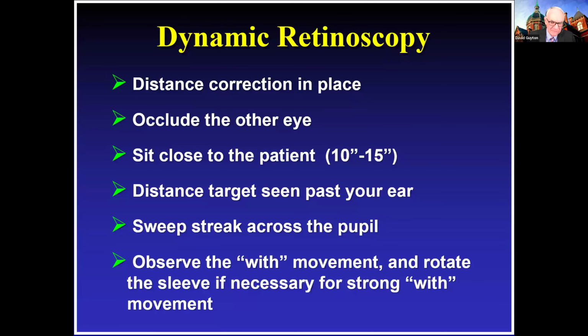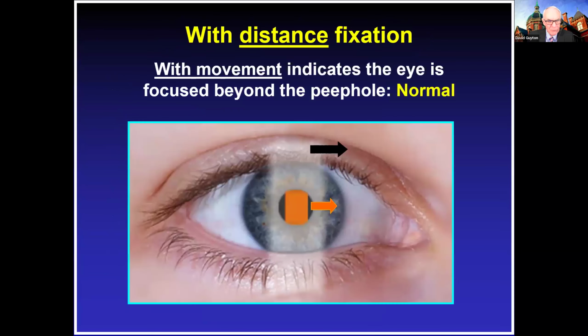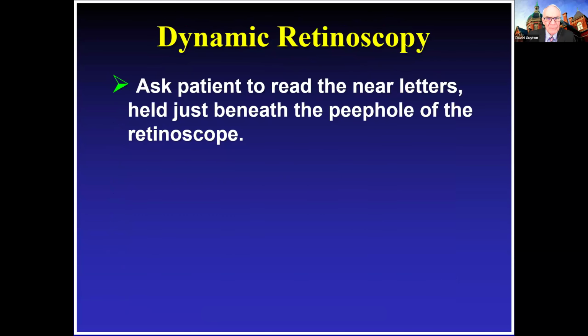Sometimes you need to rotate the sleeve a little bit if there's astigmatism to get the strongest with movement. So what you should see when the person is looking at that distant target is strong with movement. The reflex moves in the same direction as the intercept, or the band of light that you're sweeping across the pupil. Then you ask the patient to read the near letters that you're holding just beneath the peephole of the retinoscope.